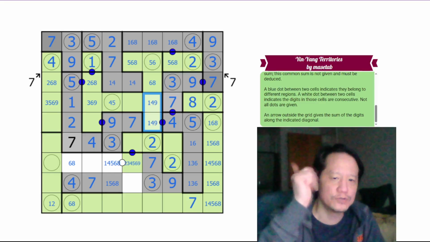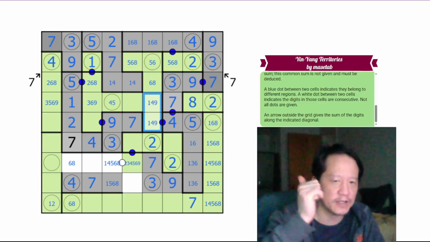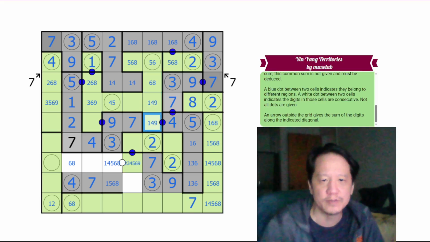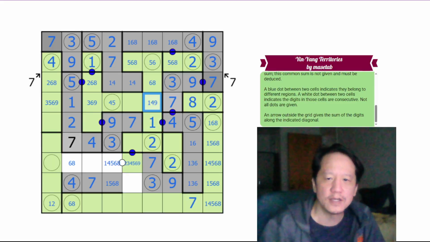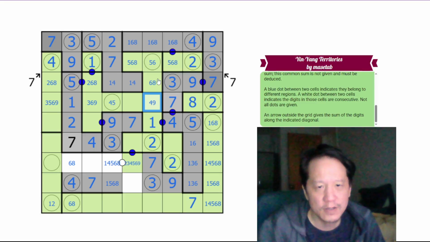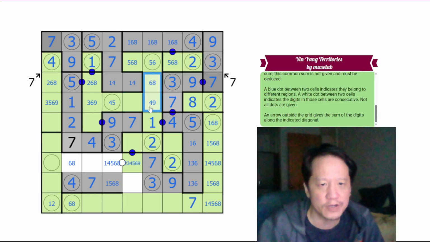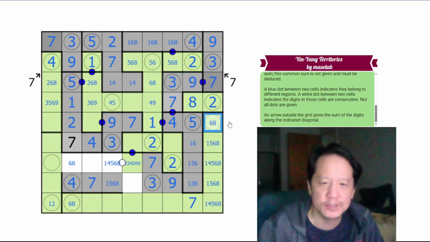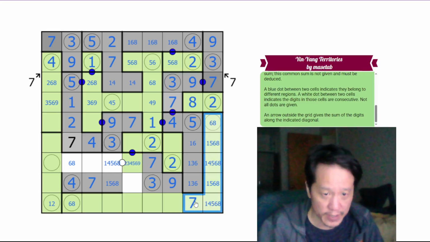No, not 2, 3, 5, 6, 7, 8. Yes, 1, 4, or 9. This can't be 4 or 9, so this has to be 1 here. This can't be 1, so it's 4 or 9 there. And again, these are all part of the same region. We don't know if it includes that or not. 1 eliminates 1 here, so this is 6 or 8 as a region. So this is full that way.